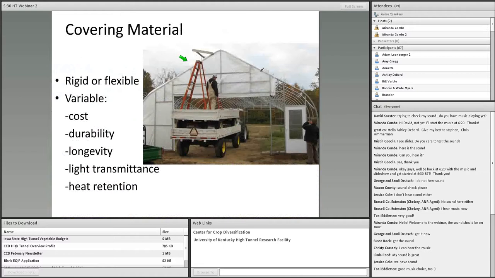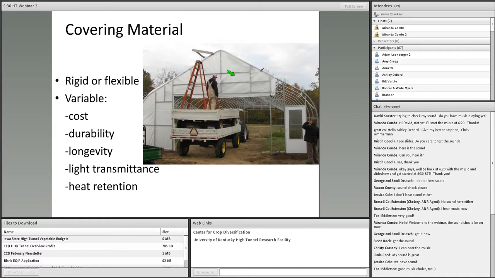Let's take a moment and talk about covering material. You can have rigid material, you can have flexible material. I would say the flexible, like the clear polyethylene, is what most people are going to use. Some people may use rigid material on their end walls. That's why I've got this picture here. Note that this isn't a clear poly; this is actually a woven poly. It still lets light through, but it's going to last longer than the clear poly. It's a little bit more expensive, but there's not much square footage you're covering, and it's a good investment over the long haul.